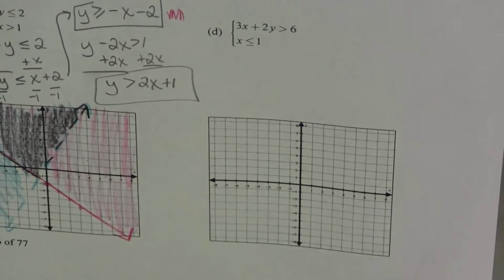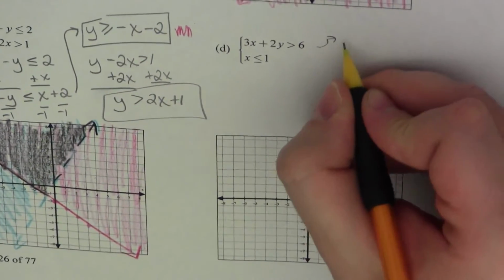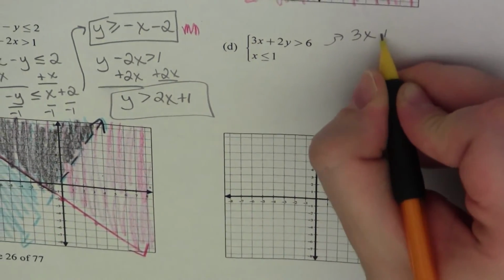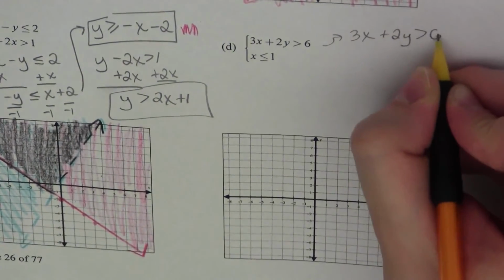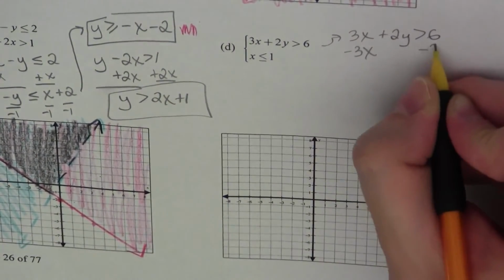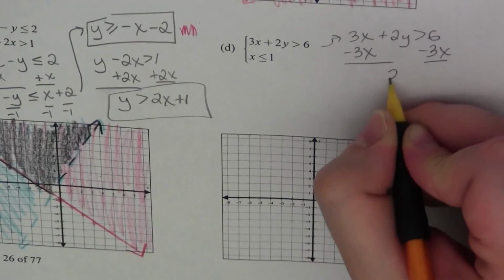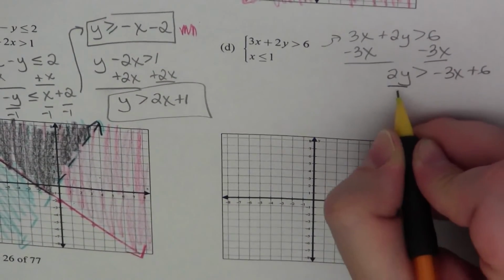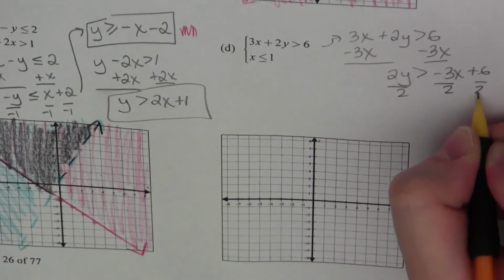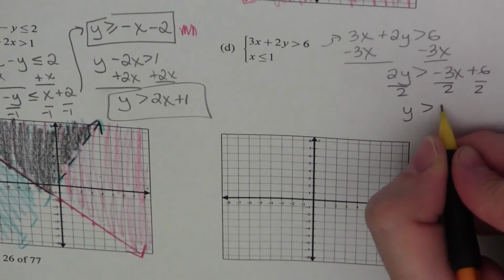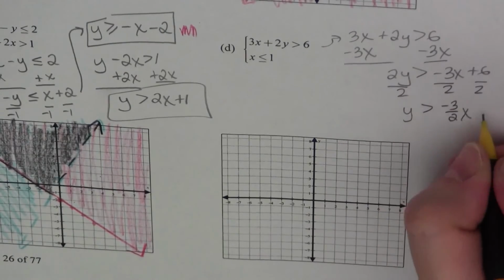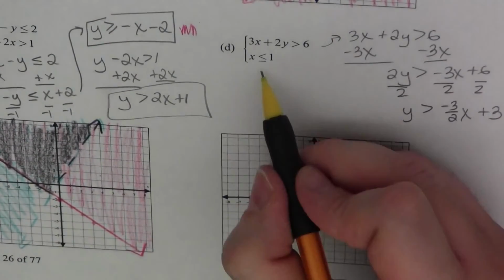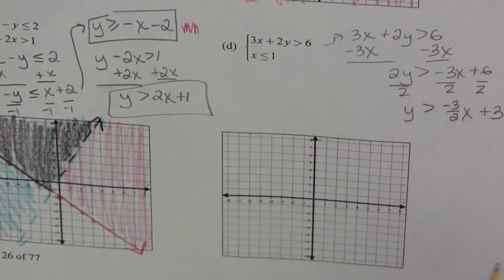One more. We need to solve that first inequality for y, so 3x plus 2y is greater than 6, minus 3x, minus 3x. 2y is greater than negative 3x plus 6. Divide everything by 2. And we're going to get y is greater than negative 3 halves x plus 3. And that second one's already okay. I'll deal with that one in a moment.